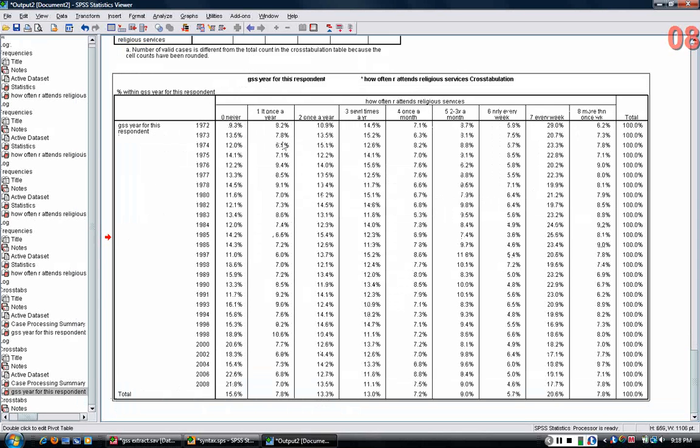The problem with this table, of course, is it's way too large to cut and paste into any sort of report or paper. And so what we need to do now is to manipulate the data, create some new variables in order to make this a little bit easier to read. And that's what I'm going to do in the next tutorial.